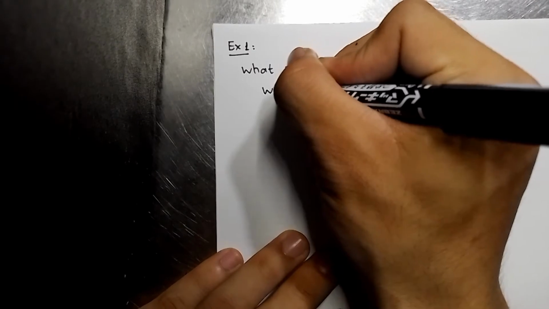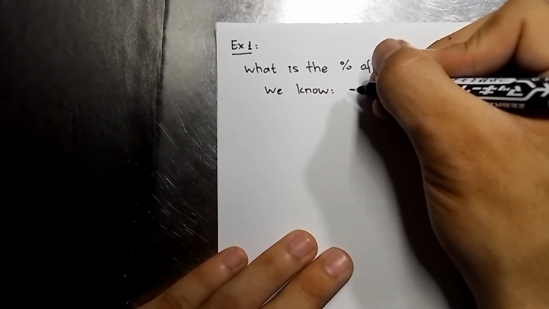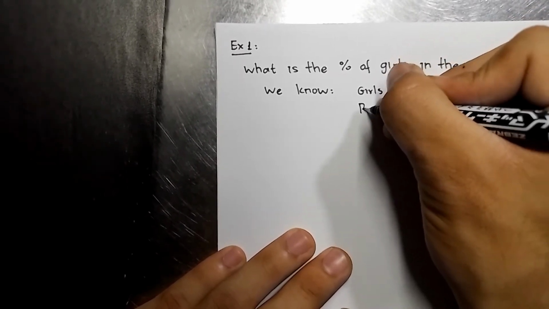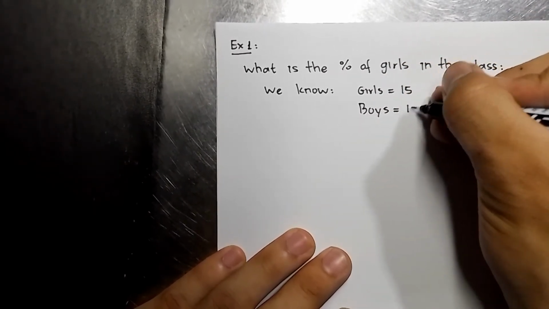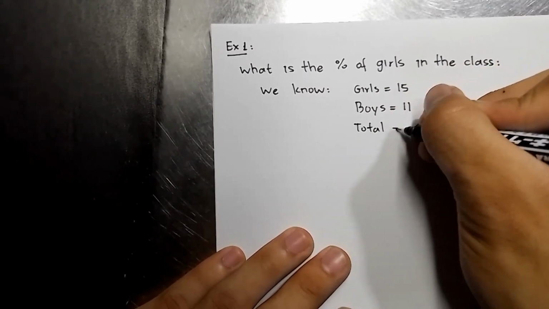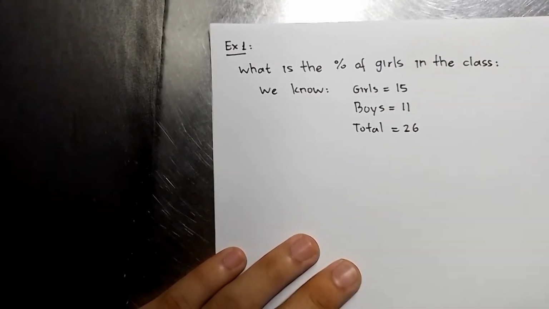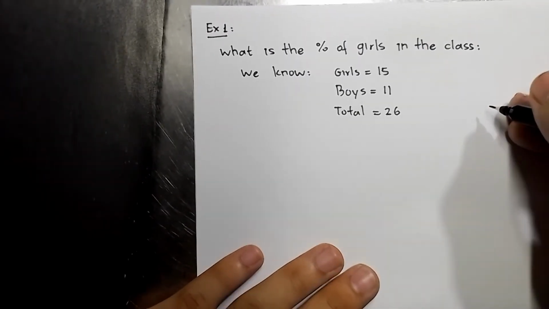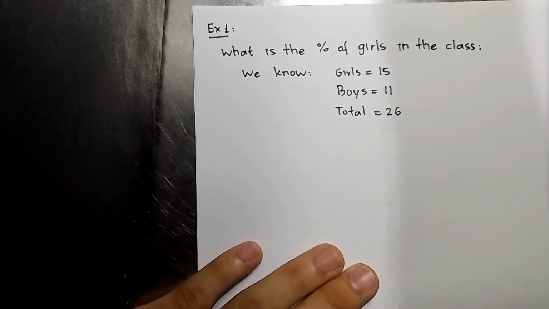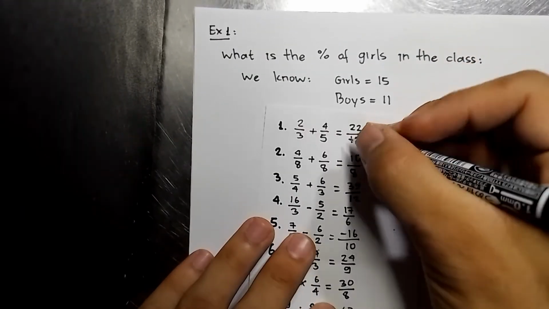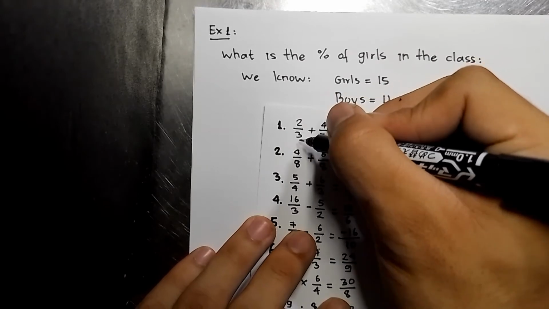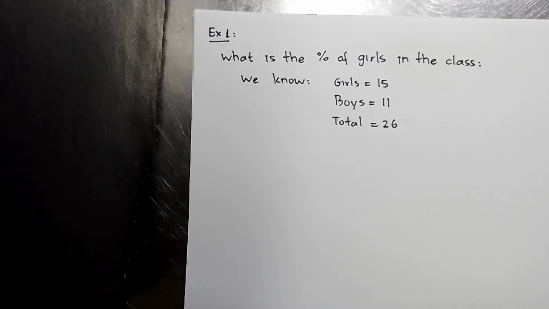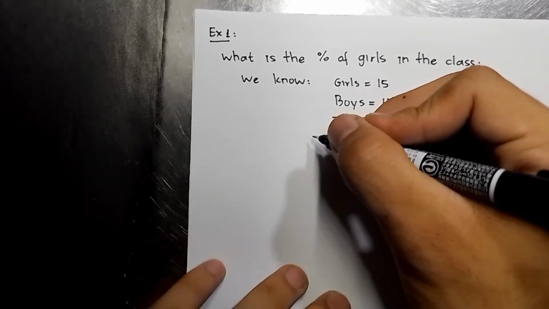Okay, so here we know that, let's say the girls are equal to 15 and the boys 11. So the total number of students in the class is 26 students. And then remember, the question is asking about the percentage of girls in the class. Percentage. How many percent? You often say, like, here we want to write in the form of a fraction, 2 over 3, like that. And now we're going to write the answer in a similar way.